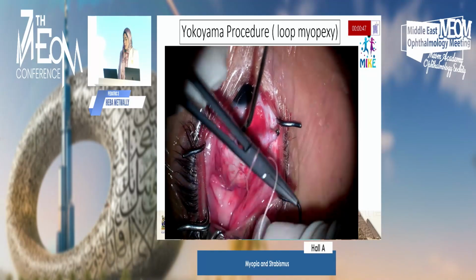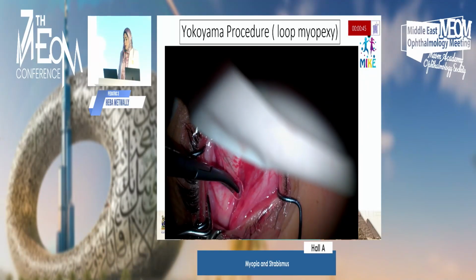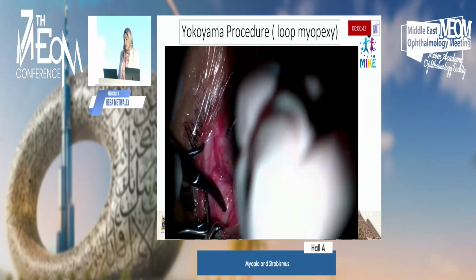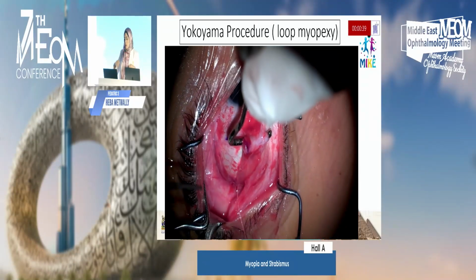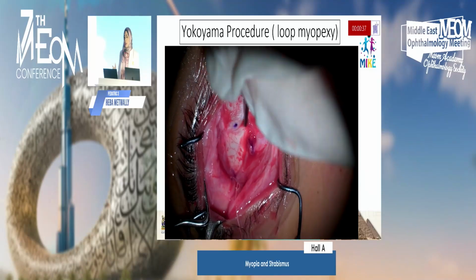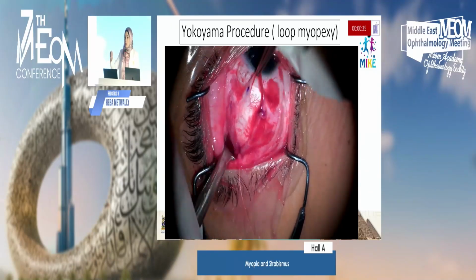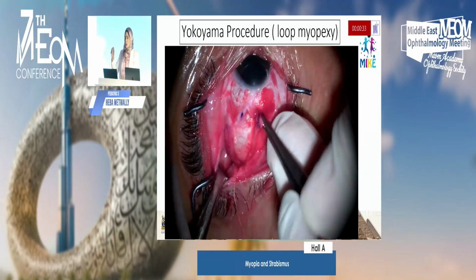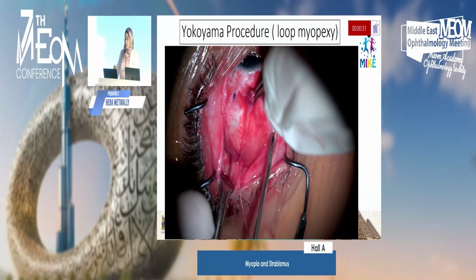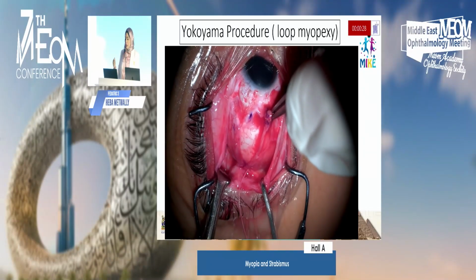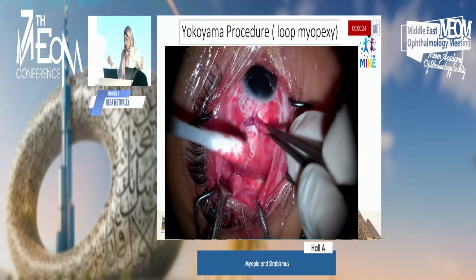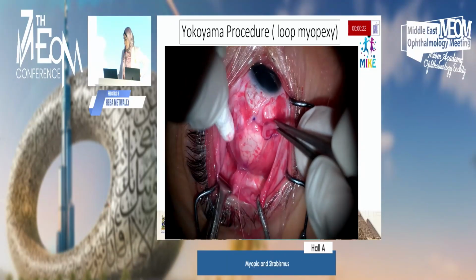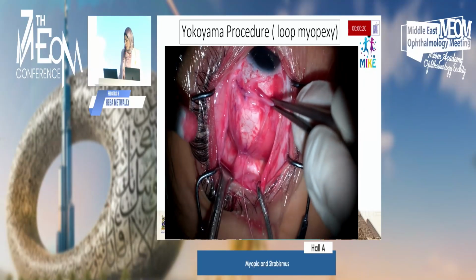So as you see, the knot just stopped midway. I don't need to make a large exploration or a very large conjunctival dissection, just hook the superior rectus and then hook the lateral rectus. Just make the superficial episcleral suture and then the lateral rectus suture, and then tie your knot many times, and then you will have the Yokoyama done.